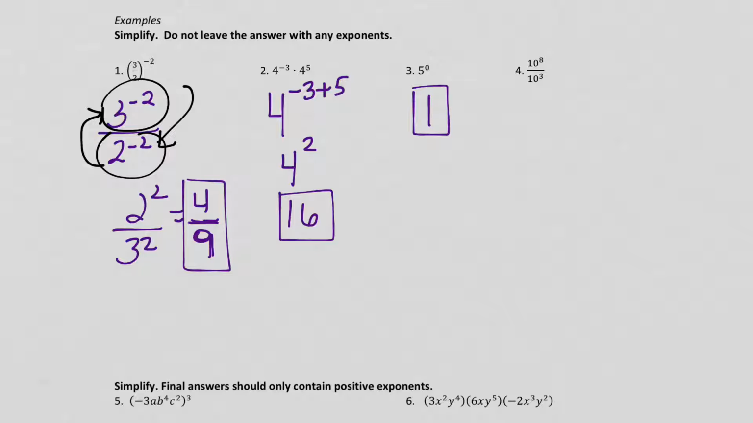Number 4, this would be the quotient rule since I'm dividing and I have the same bases. So let the division sign be a little hint for you and look at it as a subtraction sign. So we're going to subtract the exponents, keep the base the same and subtract. So this would become 10 to the 8 minus 3, which would get me 10 to the 5th, and that would evaluate out to be 100,000.